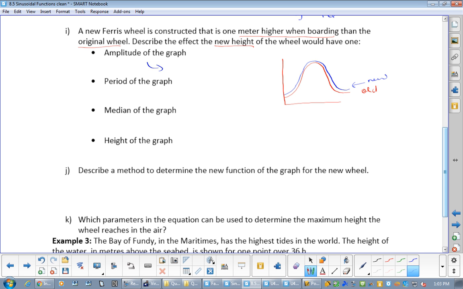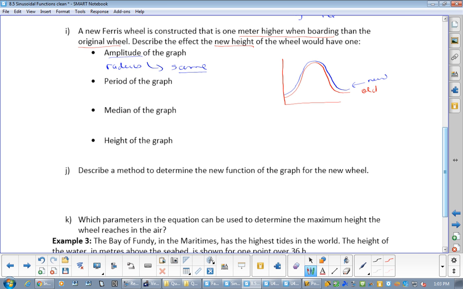I got some people saying change. I got some people saying same. What's the argument for each? But the min changed too. They both went up 1. Now, did I make the Ferris wheel any bigger? Because amplitude is my radius, correct? So amplitude, remember, is your radius. By moving the Ferris wheel up 1 meter, does that change the radius? Okay, it doesn't, right? It's the same. So the amplitude's the same.